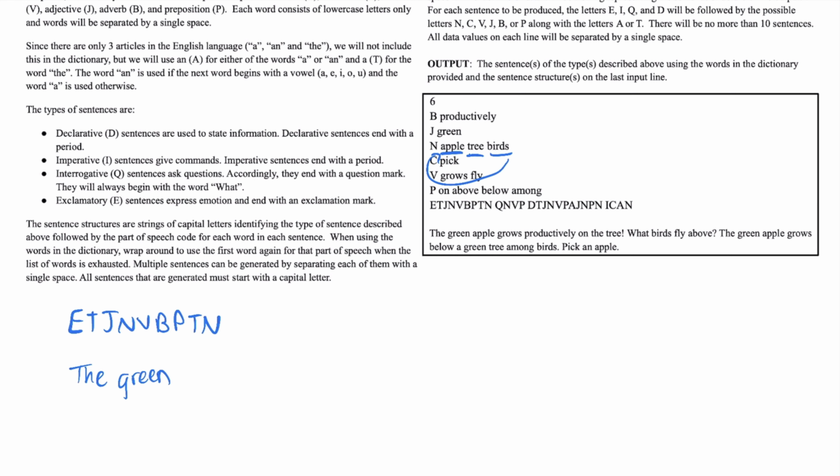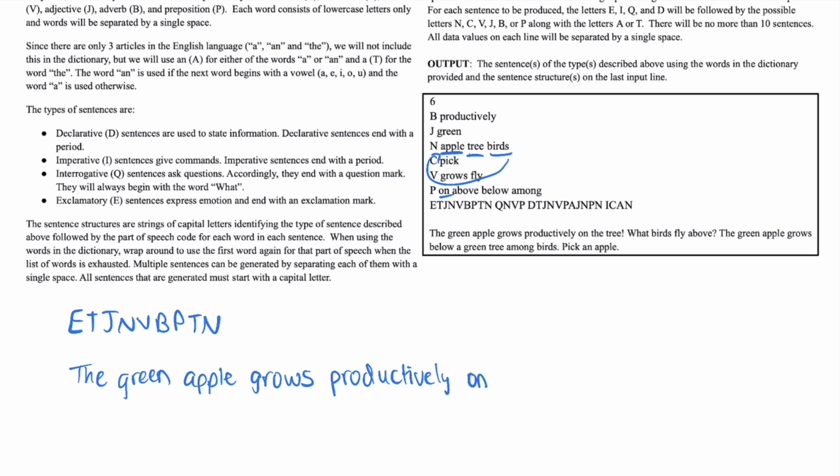So getting back to our sample input here, we have E, T, J, and now we're on N. So N is going to start off with apple, so the green apple. And next we have V. So V is going to be grows. And now the next character we have is B, so that's going to be an adverb. So our adverb, there's only one, we have productively. And then we have a P. Well, a P is a preposition. So we're going to start off by using on. So we've used on here, so on.